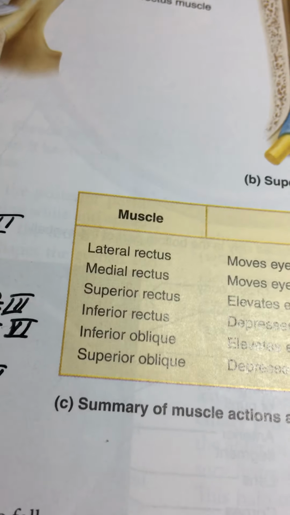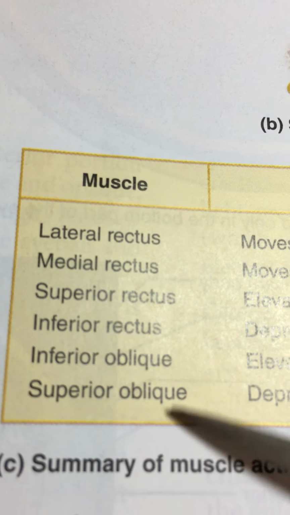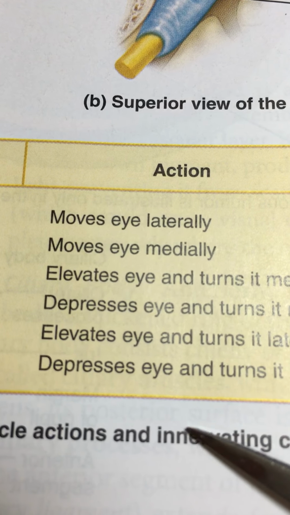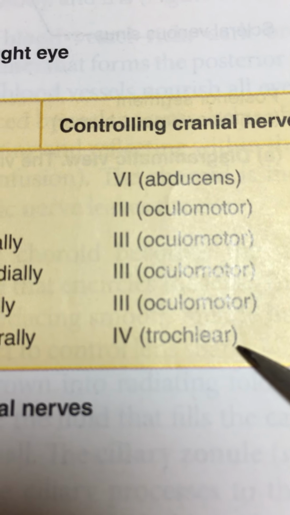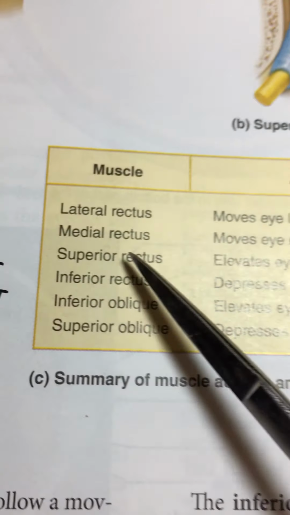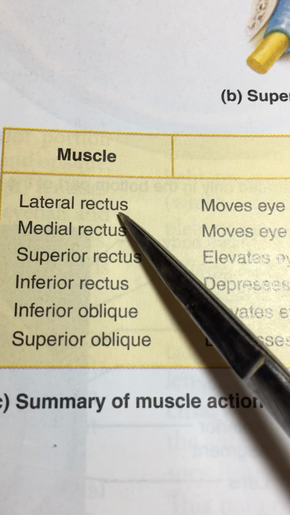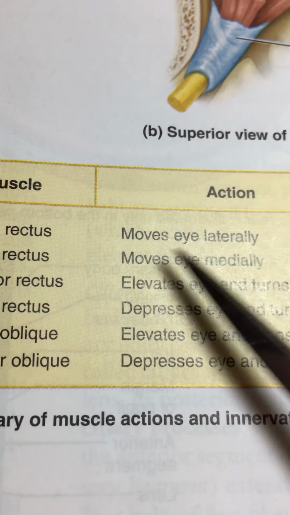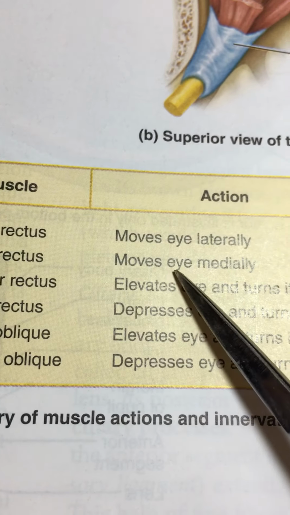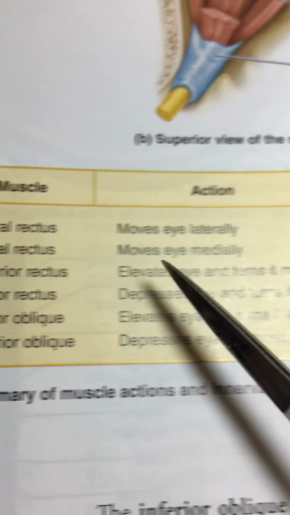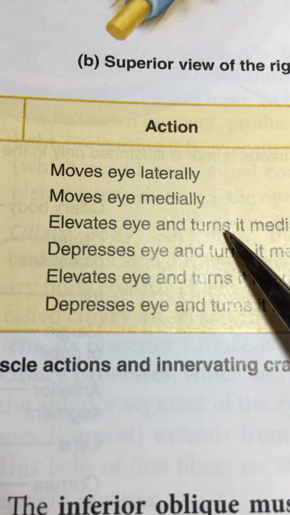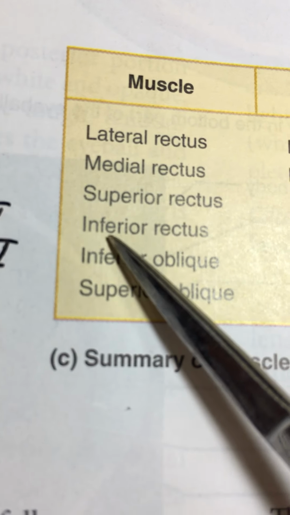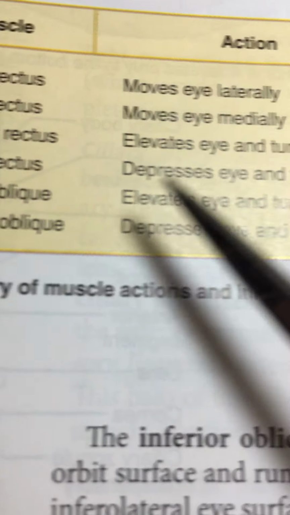Okay, so here we have the muscles listed. Here we have the actions of the muscles right here. Here we have the nerves. Okay, and so you can see here that the lateral rectus moves things laterally. The medial rectus moves things medially. The superior rectus moves the eye in a superior direction looking up. The inferior rectus makes the eye look down.